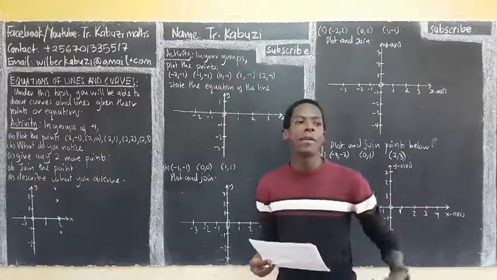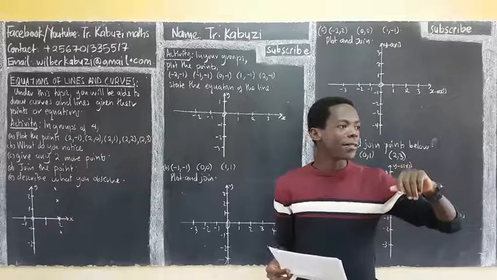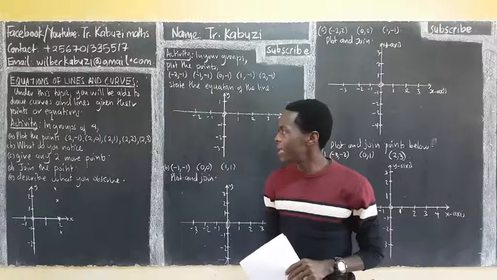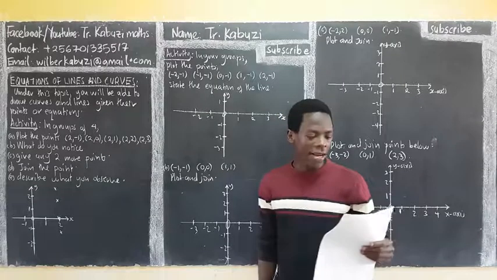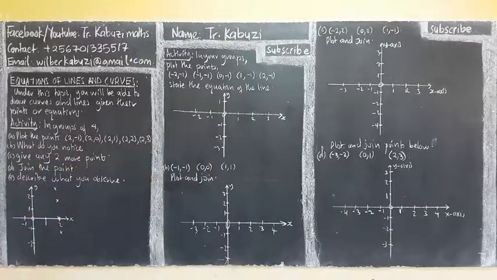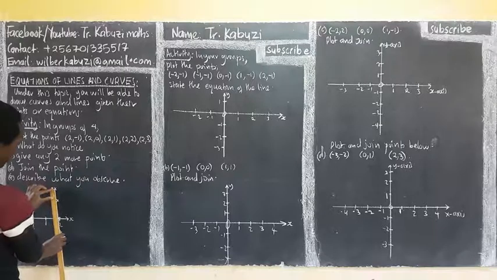Is there another group with another observation? Yes? Points follow each other. Another group, they are saying points follow each other. Okay, join the points. So this one is joined. Let me also join the points. We join the points.